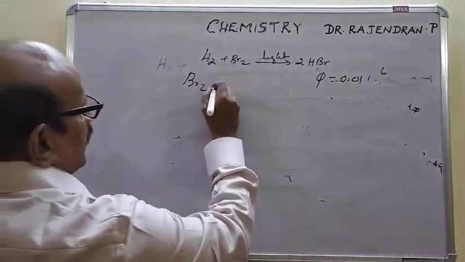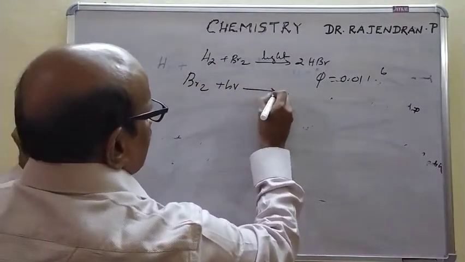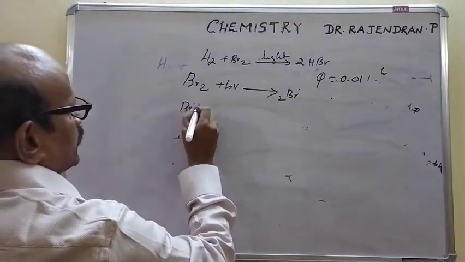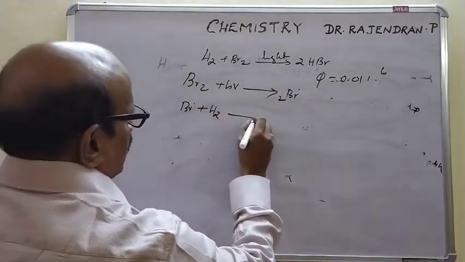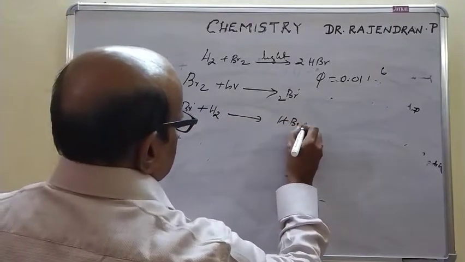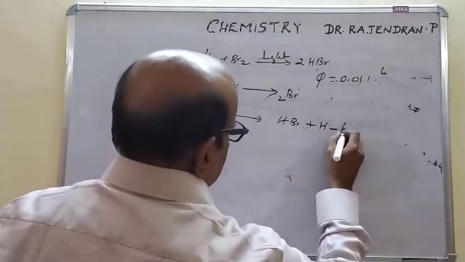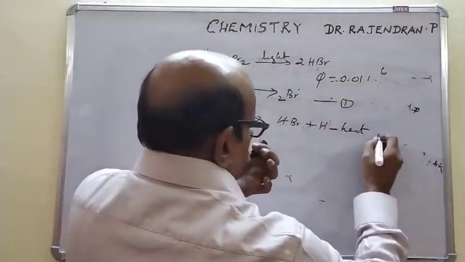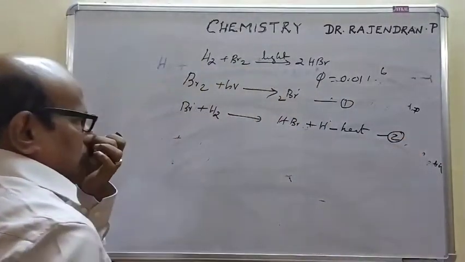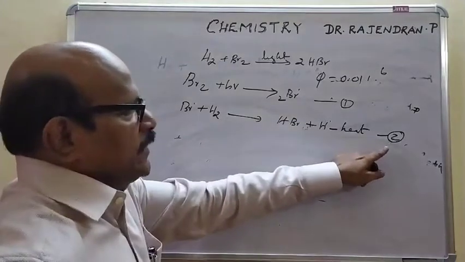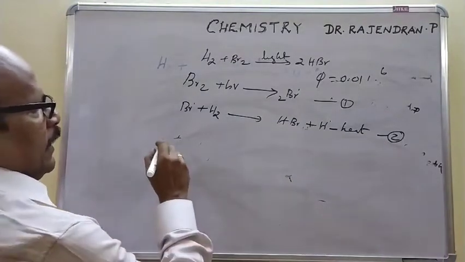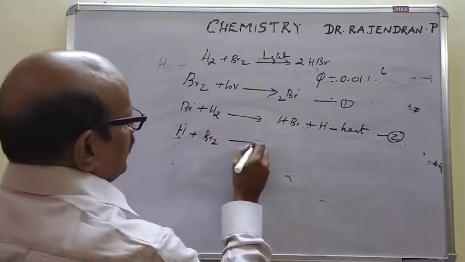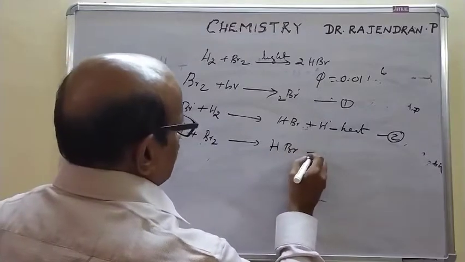Bromine is sensitive to light, and by absorbing it gives Br atom. A bromine atom thus produced reacts with the hydrogen molecule, giving HBr plus H. The reaction is endothermic. This is the chain initiation, and the second step, one of the chain propagating steps, is endothermic. And H thus produced may react with the bromine molecule, giving HBr plus Br.